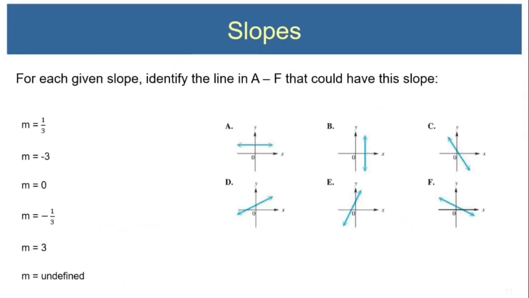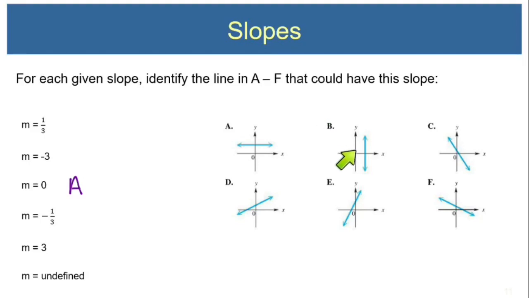Now we've got this little practice problem that I want to look at with you. So it says for each given slope, identify the line in A through F that could have this slope. So we have 6 different graphs here, and notice there are no numbers, so we really can't calculate the slopes, but we're just going to use what we know about the orientation of the line to help us eliminate some of the choices. So first of all, I noticed that graph A is a completely horizontal line, and I know that horizontal lines always have a slope of 0.